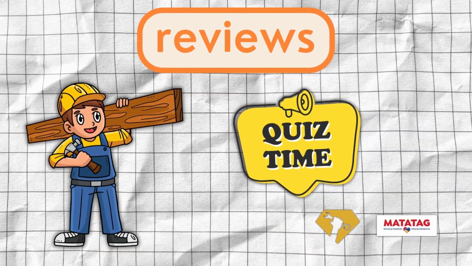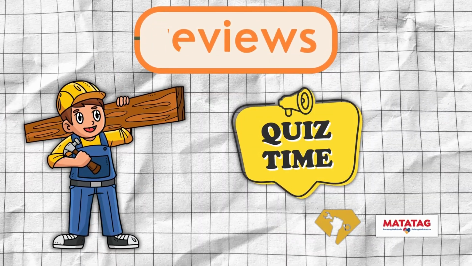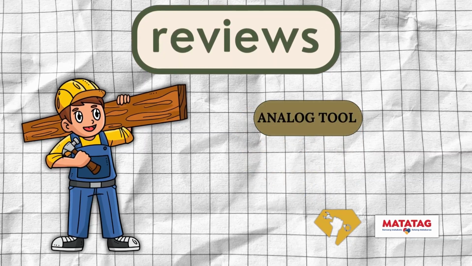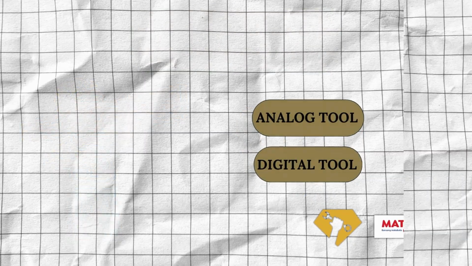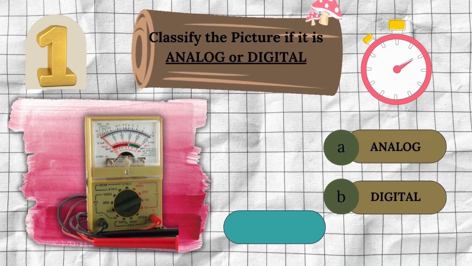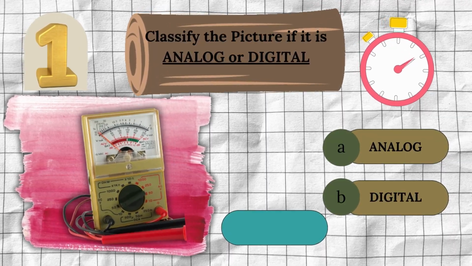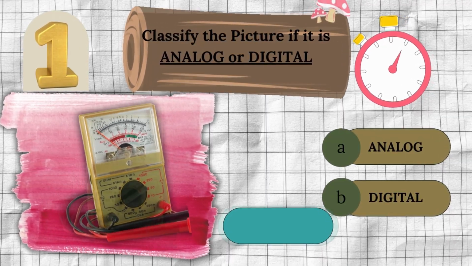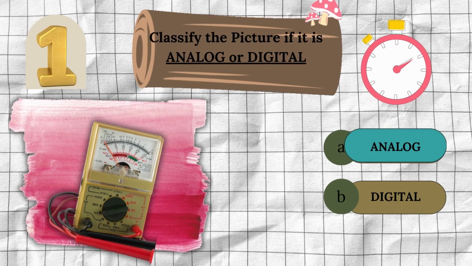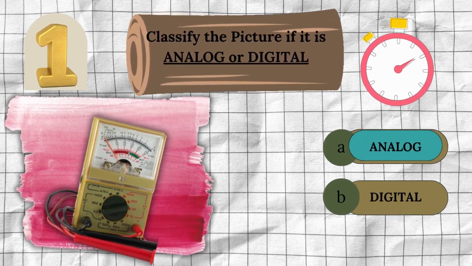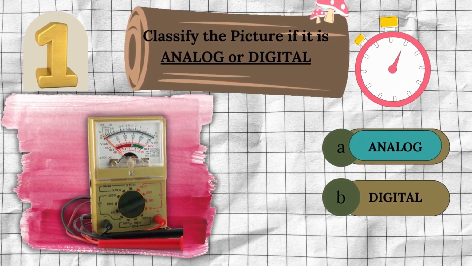I'll show you pictures of various tools, and your task is to categorize each one as either an analog tool or a digital tool. Number 1. Classify this picture. That's correct. The answer is indeed analog. Give yourself a round of applause.